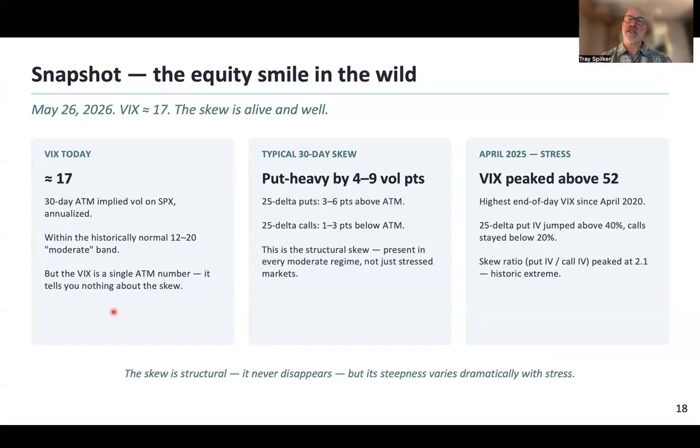The 25 delta skew ratio, the put implied volatility relative to call implied volatility, hit 2.1, right? Which is pretty steep. It means that curve was even steeper than normal. Of course, the market's recovered and that spike kind of collapsed, and now we're back into this moderate regime. So our takeaway here is that the skew is structural. It never disappears, but its steepness will vary dramatically with the different macro stresses that occur over time.